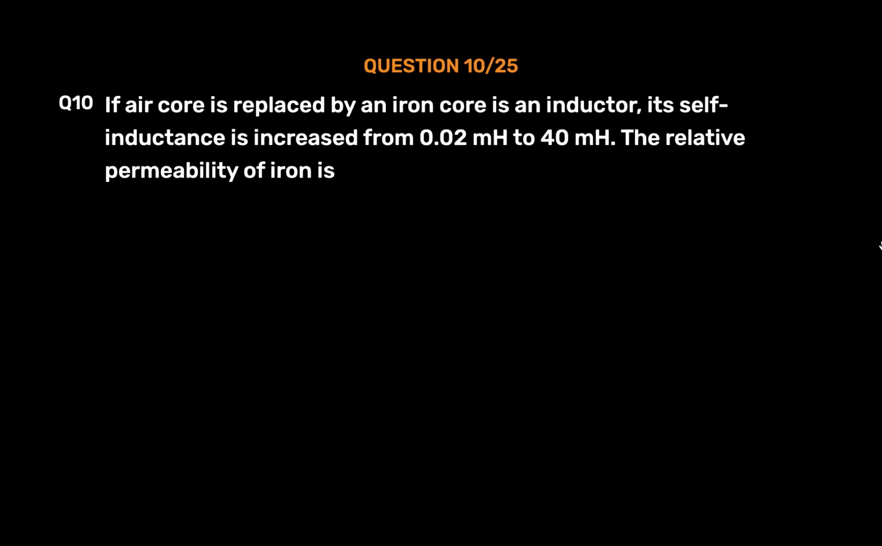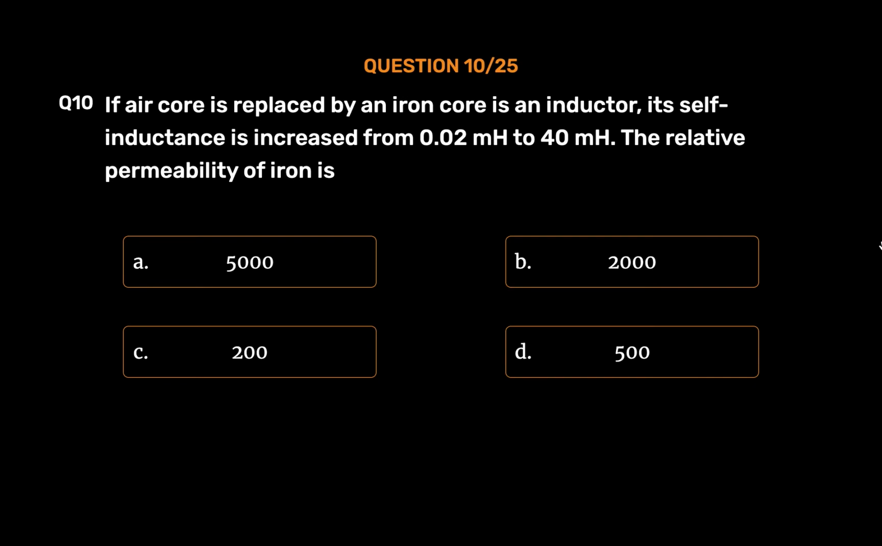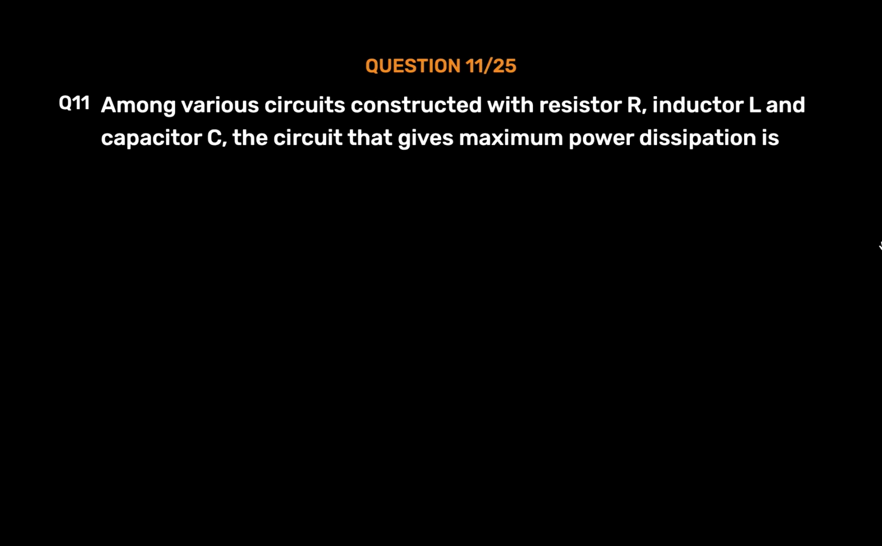Question number 10. If an air core is replaced by an iron core in an inductor, its self-inductance is increased from 0.02 mH to 40 mH. The relative permeability of iron is: Option A, 5000. Option B, 2000. Option C, 200. Option D, 500. The correct answer is Option B, 2000.